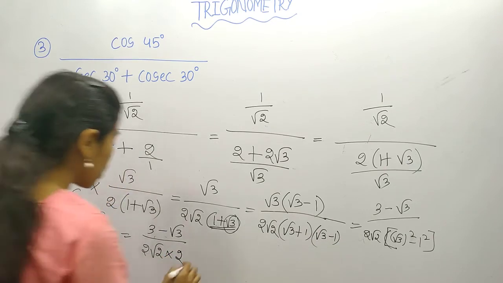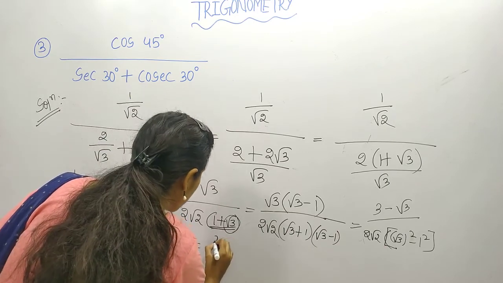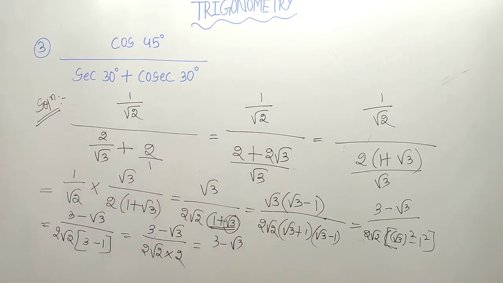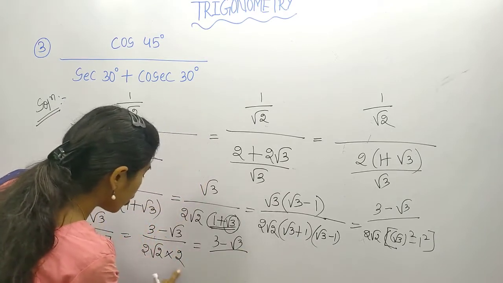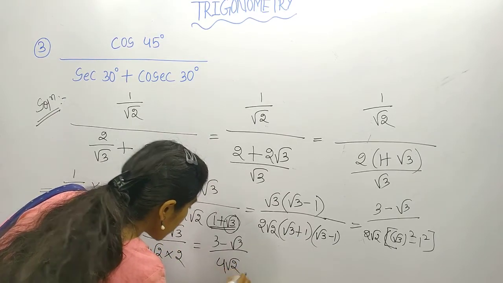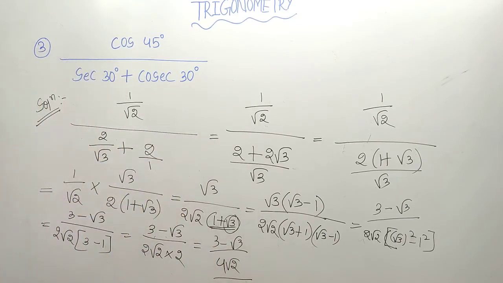Okay. So what will it become? 3 minus root 3, divided by 2 into 2, that is 4, here root 2. So 3 minus root 3 divided by 4 root 2. This is our solution. Over.